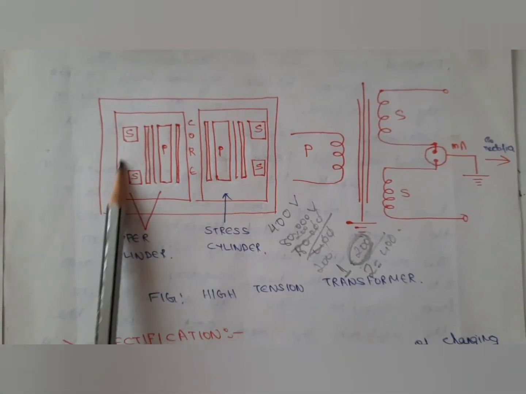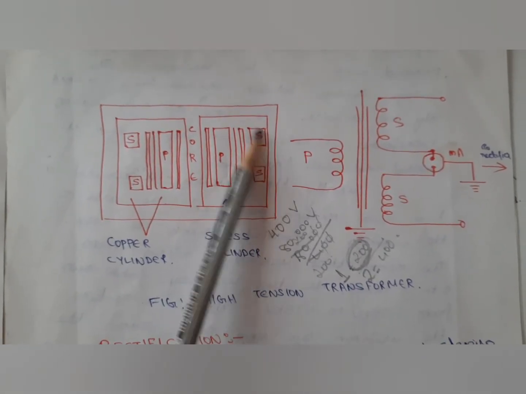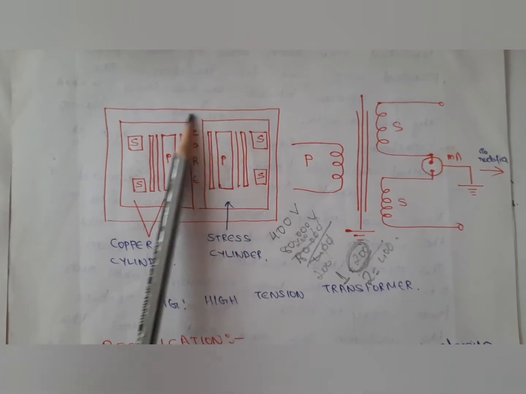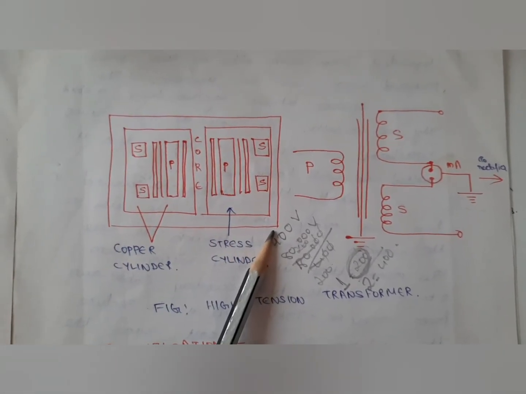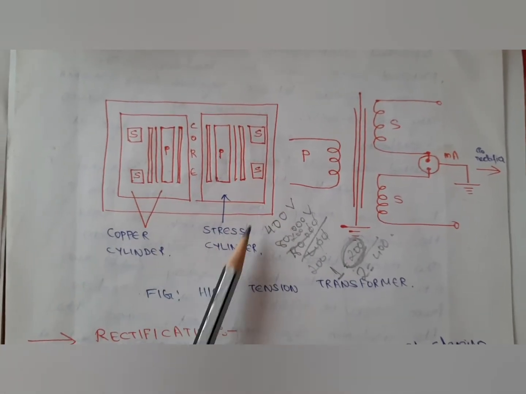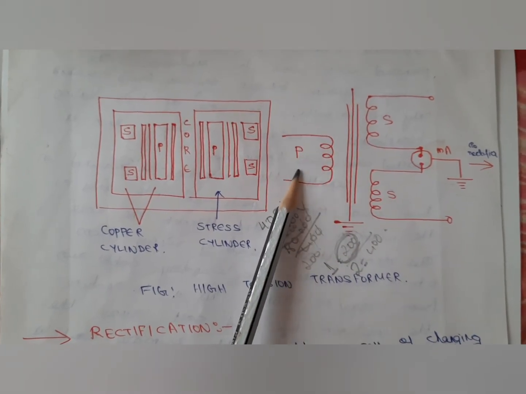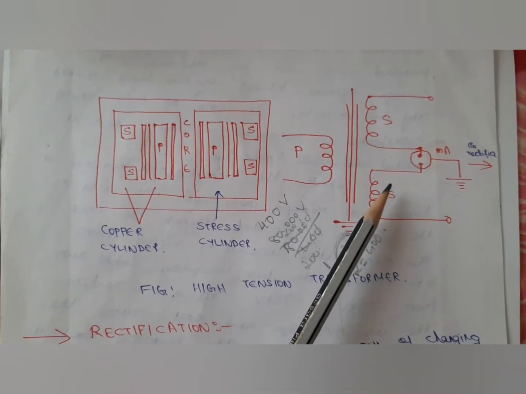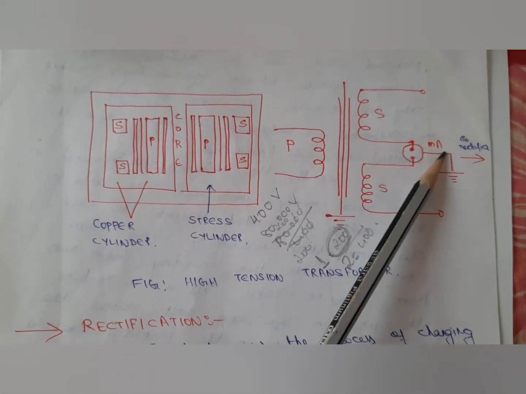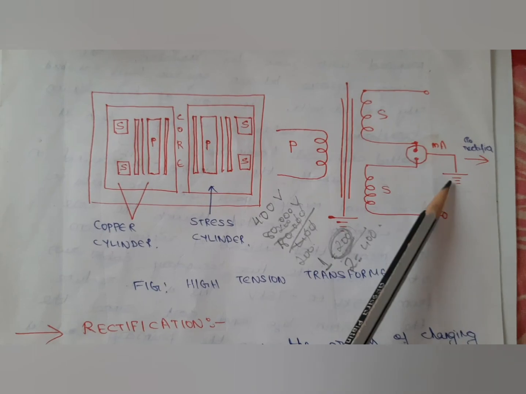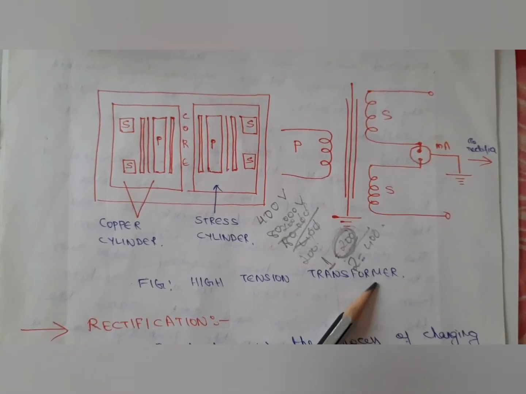Now this entire arrangement is placed in a shell type rectangular core, and you will also find insulating oil filled in order to absorb the excess heat produced in this arrangement. So this is the circuit diagram. You have one primary coil and two secondary coils. The secondary coils are connected to a milliammeter, which is earthed. So this is what a high tension transformer is all about.